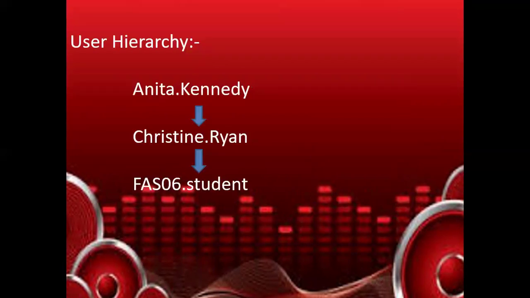So this is my user hierarchy. I will log in as FAS06.student. When I create a journal for an amount less than say $5,000, it should go to Christina Ryan, who is my supervisor in the system. And if the journal amount is more than $5,000, it should first go to Christina and then it needs to go to Anita. Anita is Christina's supervisor. So first it goes to Christina and then it goes to Anita.